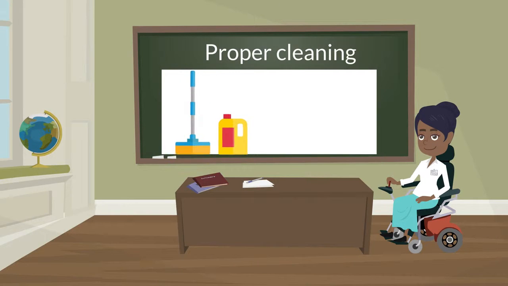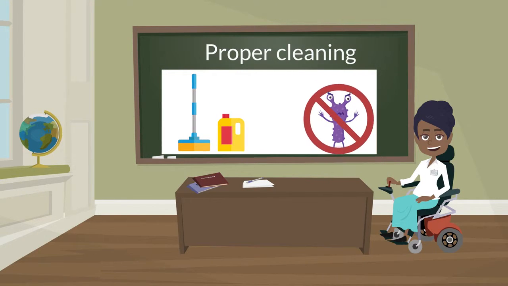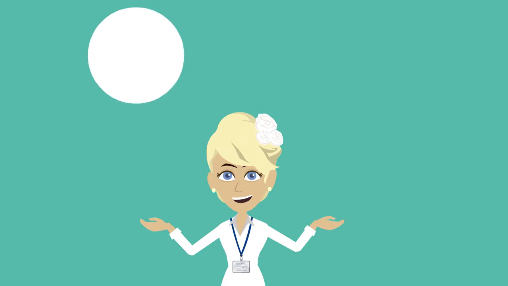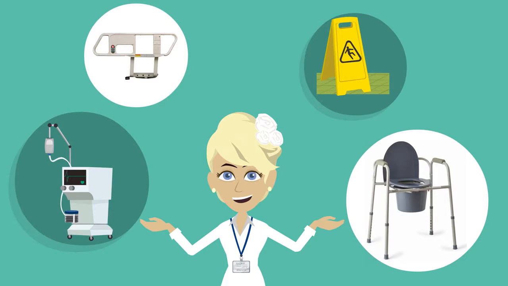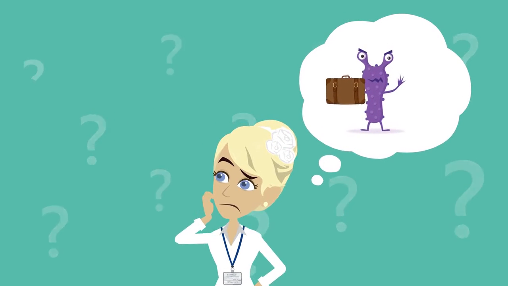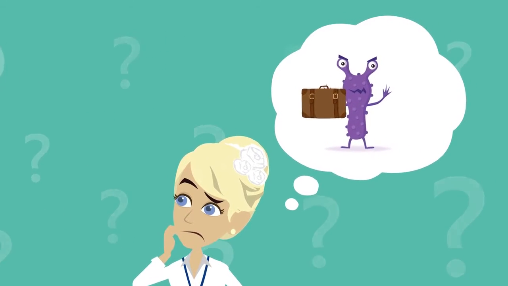Proper cleaning and disinfection practices can remove and kill bacteria on contaminated surfaces. These surfaces include bed rails, commodes, floors, medical equipment, and other frequently touched surfaces in the patient's or resident's room or environment. How do these germs travel around the healthcare facility?